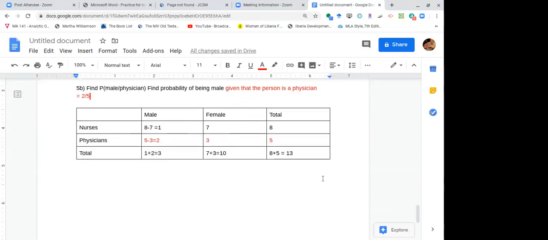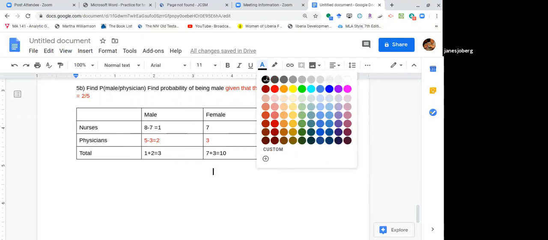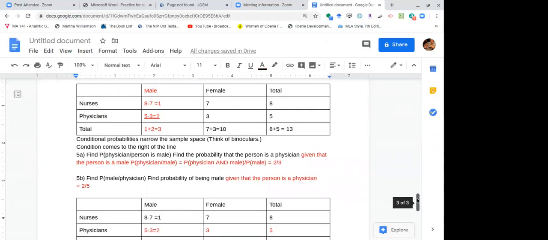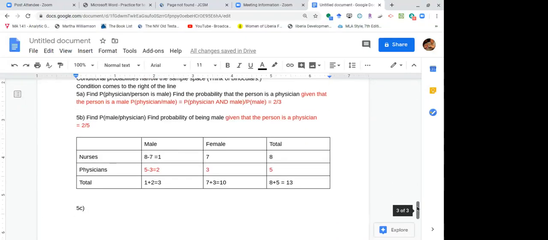Okay, so now the next part of this says to compare your results. So we compare the results here. Not equal. We have a 2/3 and we have a 2/5. So yeah, and this is basically his point.